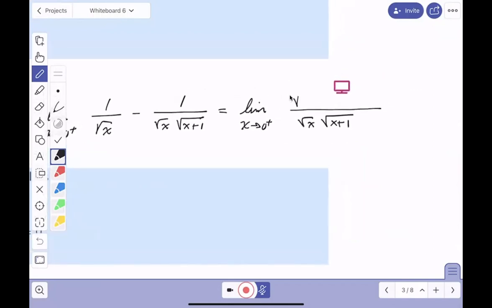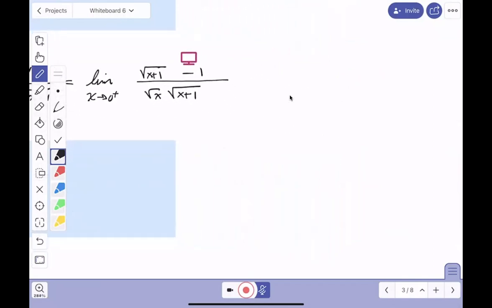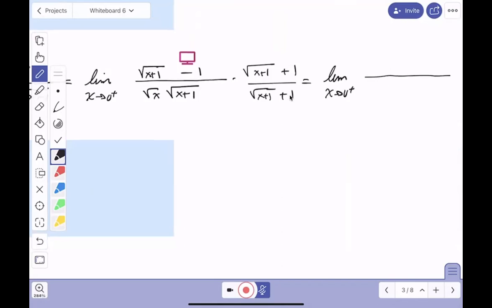And what do you get there? You get root x plus 1 minus 1. I'm going to multiply the top and the bottom by the conjugate, and that's going to be root x plus 1 plus 1, root x plus 1 plus 1. It's frustrating, I know that. Somebody says, is this ever going to end? It's going to end when it ends. Somebody also says, do I need to show work? Yeah, you need to show work.